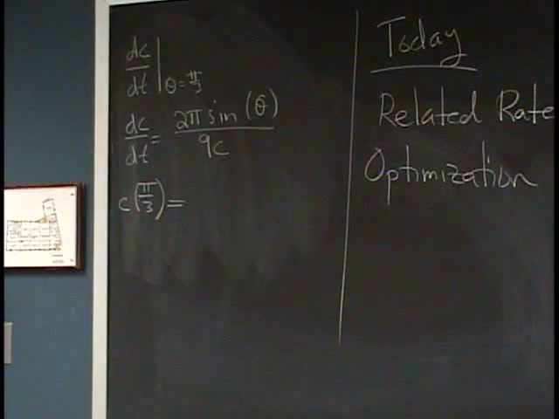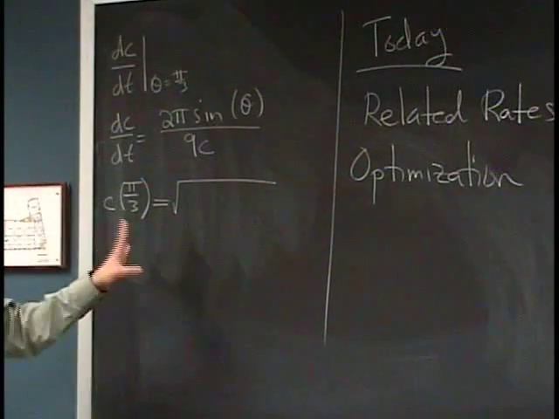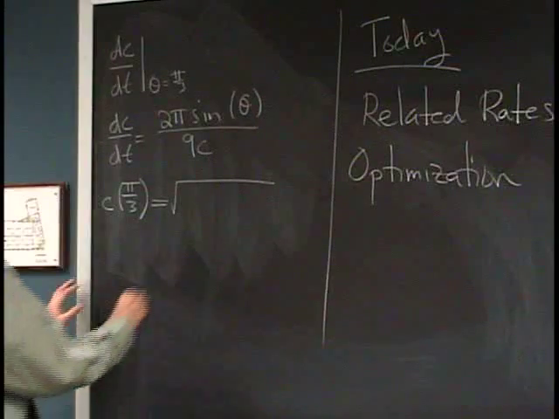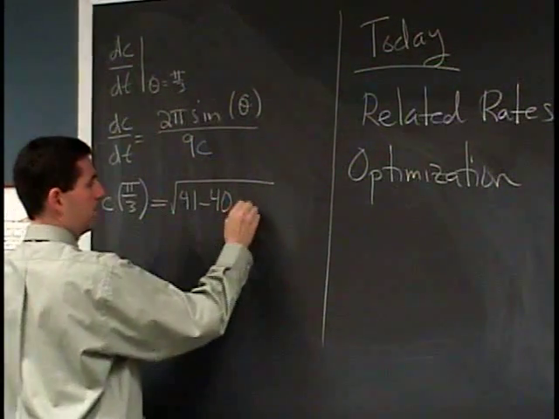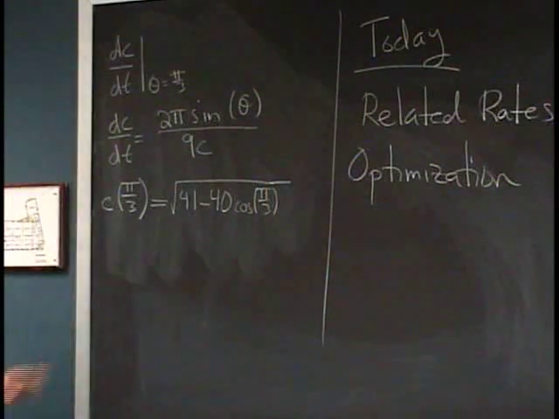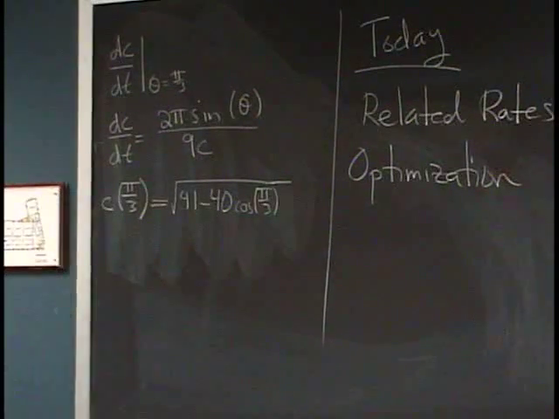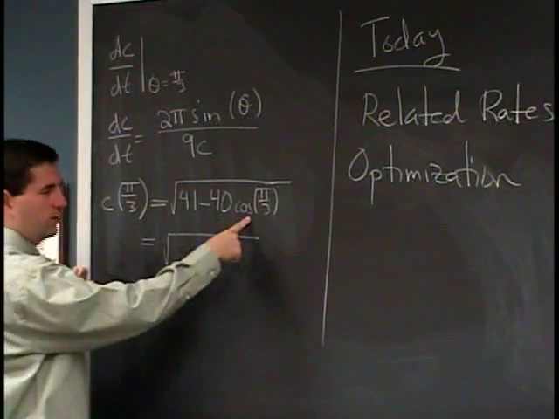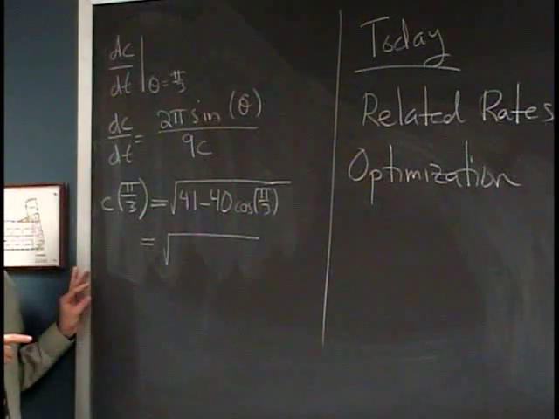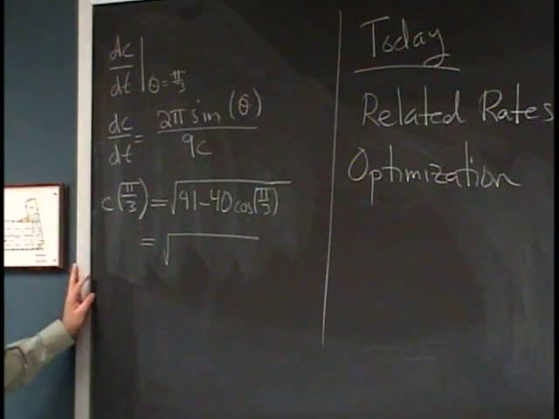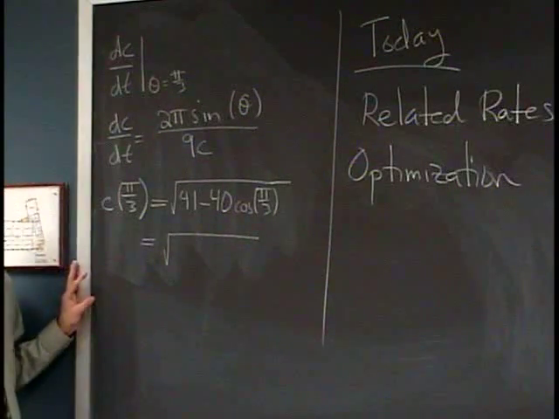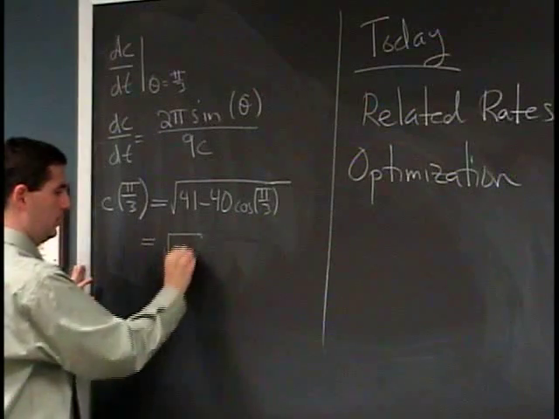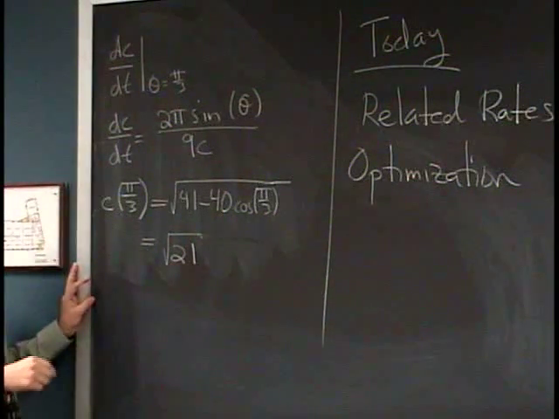Well, remember we had the law of cosines. C squared is 41 minus 40 cosine of theta. So c is the square root, it's got to be the positive square root, because c is a positive side length, of 41 minus 40 times the cosine of pi over 3. So this is coming from the law of cosines. What is cosine of pi over 3? It's 1 half. So 41 minus 40 times 1 half, 40 times 1 half is 20, so this is 41 minus 20, which is 21.